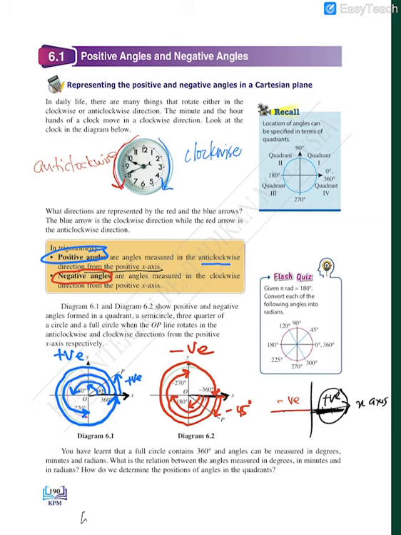Diagram 6.1 and diagram 6.2 show positive and negative angles formed in a quadrant, semicircle, 3/4 of a circle and full circle when the OP line rotates in the anti-clockwise and clockwise direction. You have learned that the full circle contains 360 degrees and angles can be measured in degrees, minutes and radians. So what is the relation between the angle measured in degrees, in minutes and in radians? How do we determine the position of an angle in the quadrant?